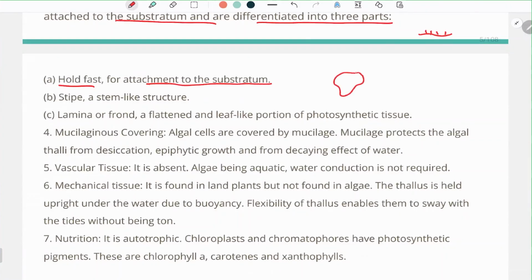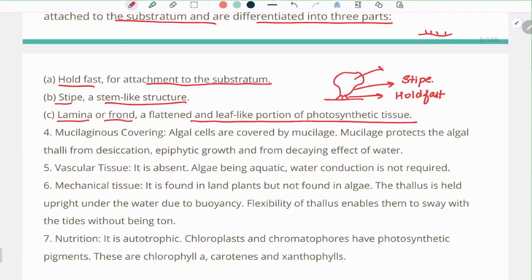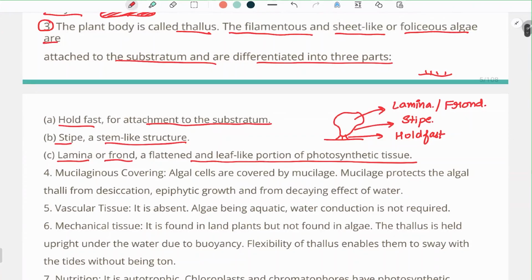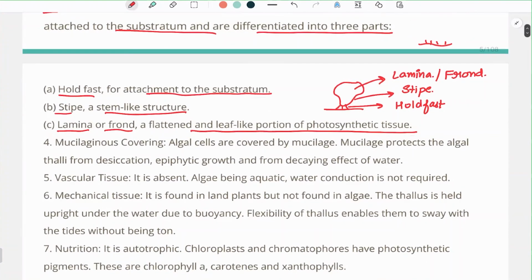If we assume that this is the alga and this is the substratum, it is attached by the holdfast, with the stipe or stem-like structure. We'll consider this as the stipe, and the lamina or frond, a flattened leaf-like portion, is the photosynthetic tissue. So this is a frond. All those filamentous or sheet-like algae are attached to the substratum and further differentiated on the basis of their structure and nothing more. Differentiated into holdfast, stipe, and frond. Frond is the leaf-like structure, stipe is stem-like, and holdfast is the root-like structure.